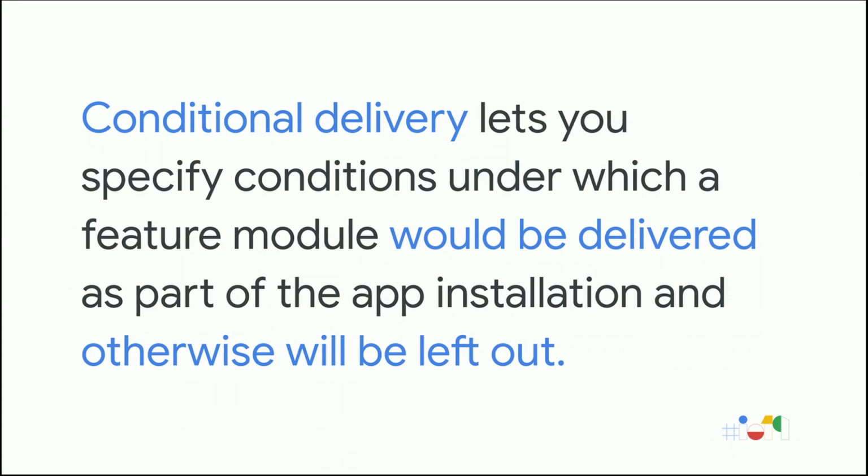Conditional delivery lets you control which part of your app would be served to which users. With conditional delivery, you can set a set of conditions under which a feature module would be delivered and otherwise will be left out. This lets you exclude certain part of your app from some of the devices and avoid loading your app with irrelevant features to the device it's installed on, optimizing download size and on-device footprint of your app.